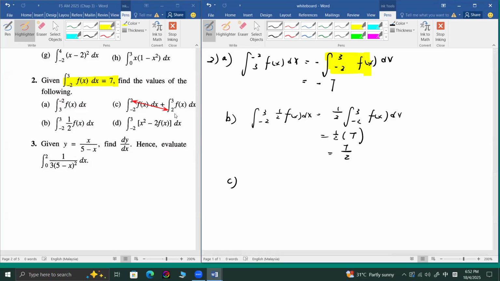So if you have something like this, you can combine to make it 3, -2. Because here it repeats, right? Once you see the repeat like that, straight away you can make it 3, -2, fx dx. Got it? Well, the answer is 7. Can you see this repeat?